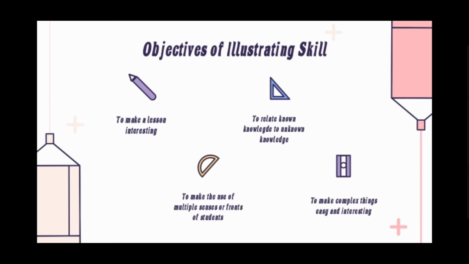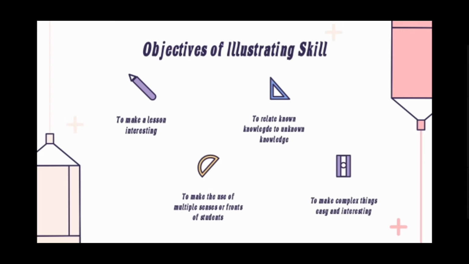And then the second one, to relate known knowledge to unknown knowledge. Yes, of course. The average knowledge of students is very different from one to another, so the known knowledge may relate to the unknown knowledge of students, and that helps. And then the third one, to make complex things easy and interesting. Yes, to make it easier for students to understand.